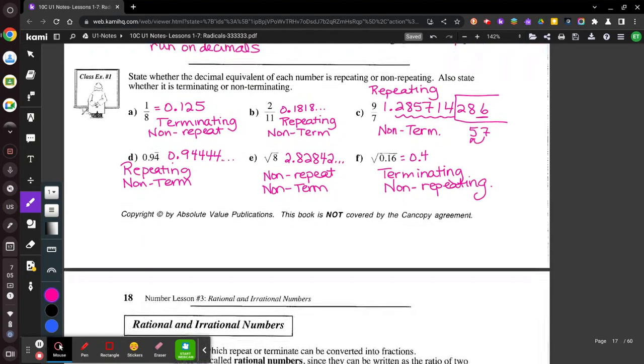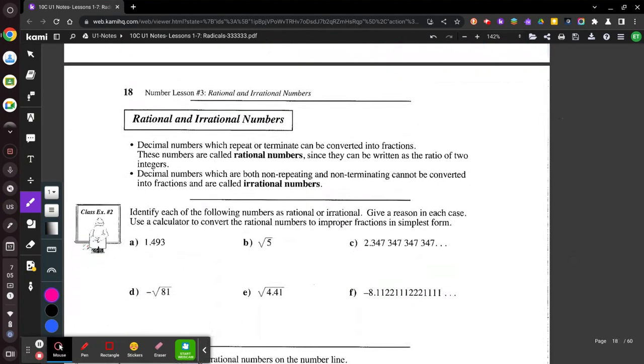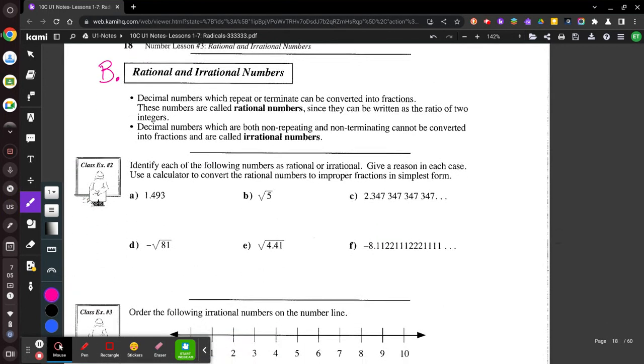Now we're going to discover the difference between rational and irrational numbers. This is section B. It's telling us that rational numbers are numbers that repeat or terminate. So those are the two different types of decimals you can get, and they can be converted into fractions. So these ones can be in the form a over b, where b does not equal 0. And that just means the bottom of any fraction cannot be a 0.